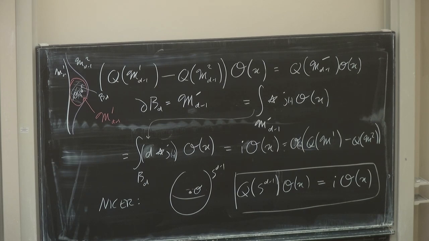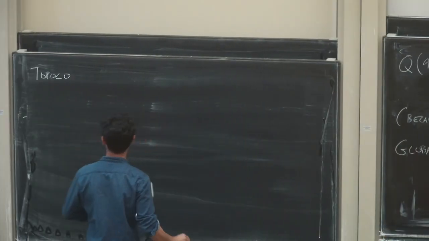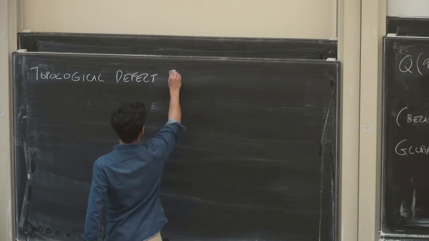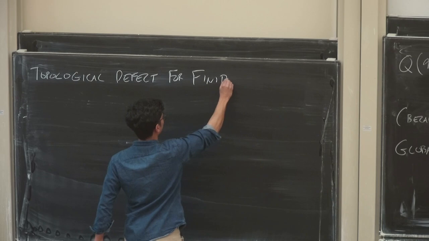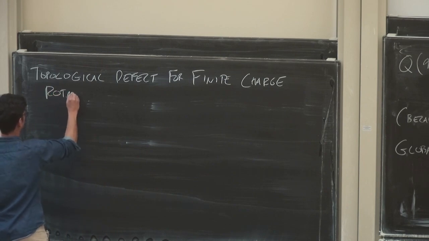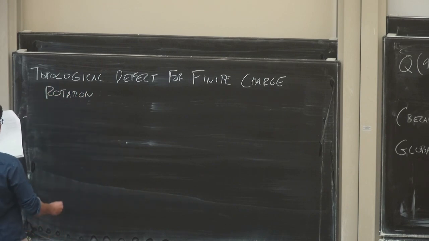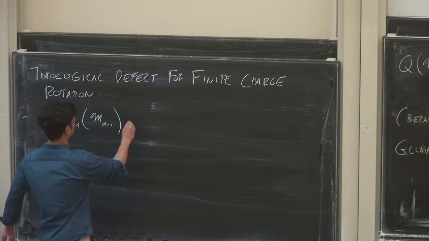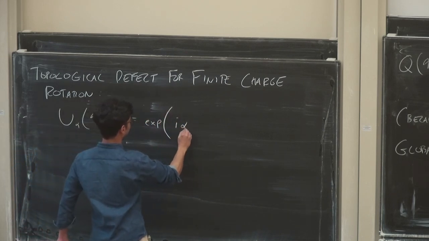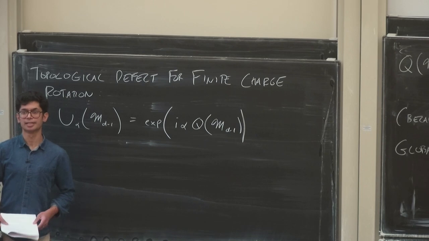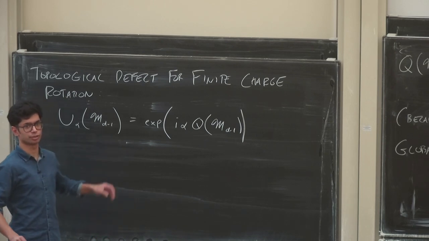We're also going to see quite a few cases where we need to think about the finite rotation. So let me now construct the topological object for a finite charge rotation. I'm going to call that u sub alpha, where alpha is the angle that I rotate through. This is defined as e to the I alpha times the Q of previously. This is always the case: you exponentiate the infinitesimal to get the finite, and it's true here as well.